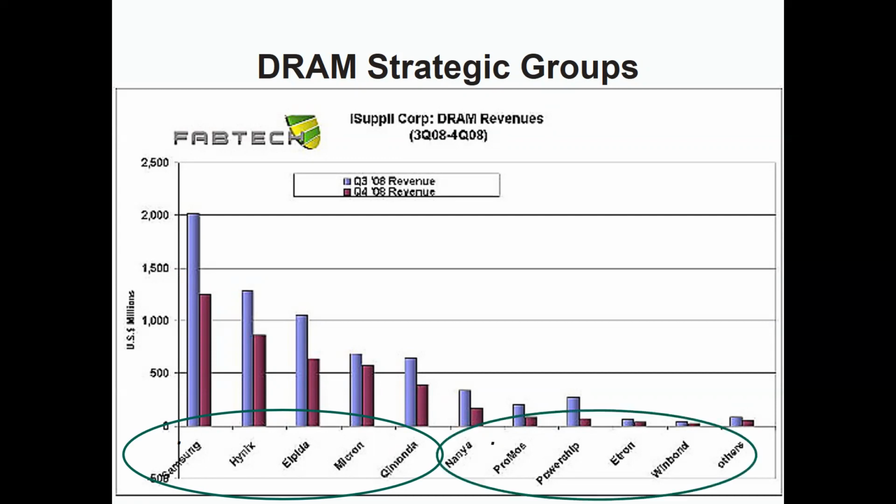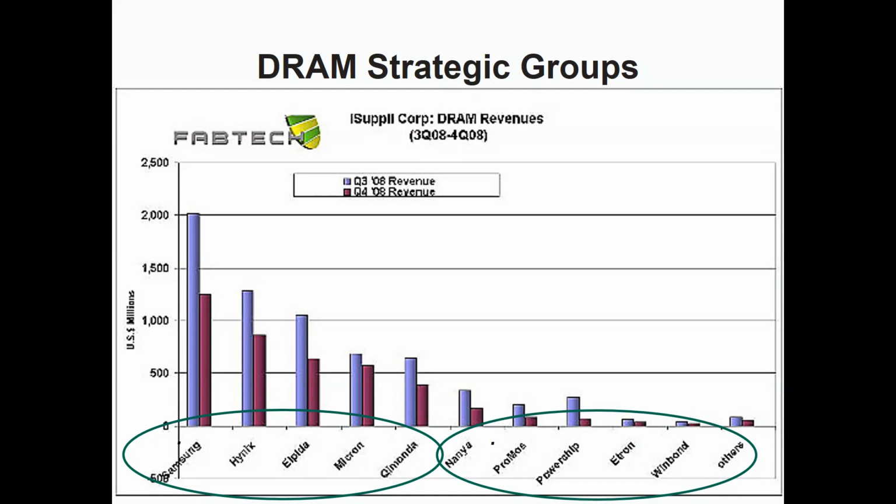Another group was the producers. The producers would license technology from the others. They did not have the big R&D budgets, research and development budgets. All they really focused on was efficient production of technology developed by the top five.